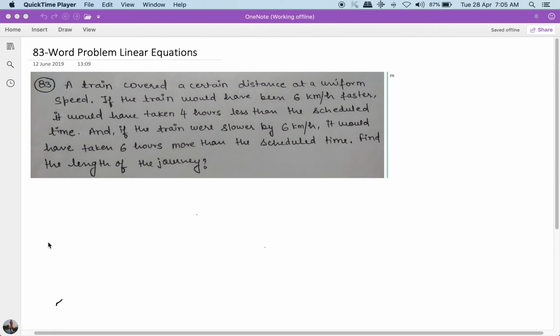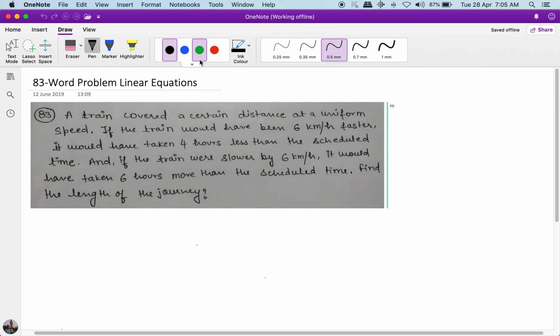Hello friends, welcome to another practice question of linear equations. This is also a question around solving word problems with linear equations, and this specific question in word problems pertains to speed, distance and time. Okay, so let's start solving this one. Let me switch on the pen.